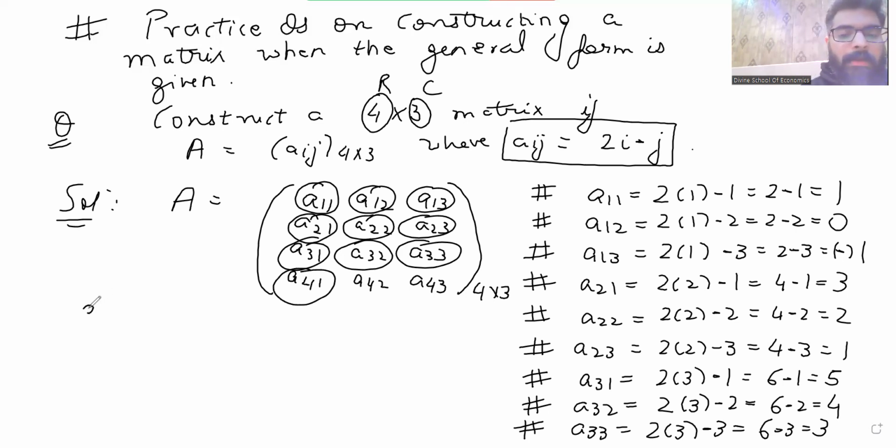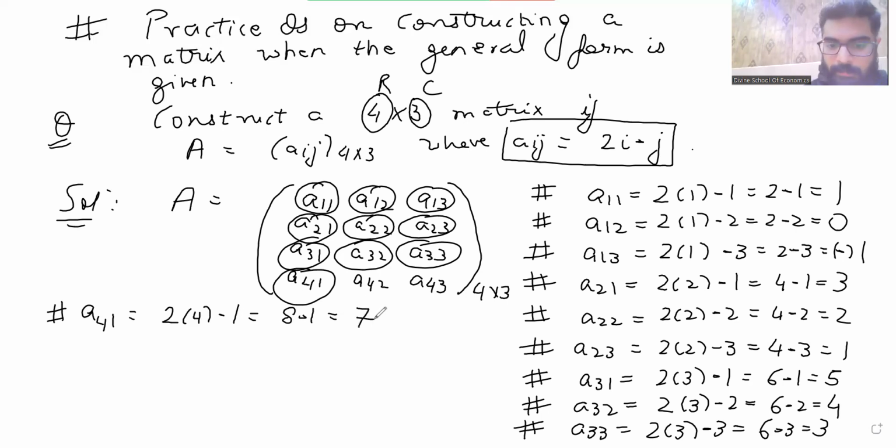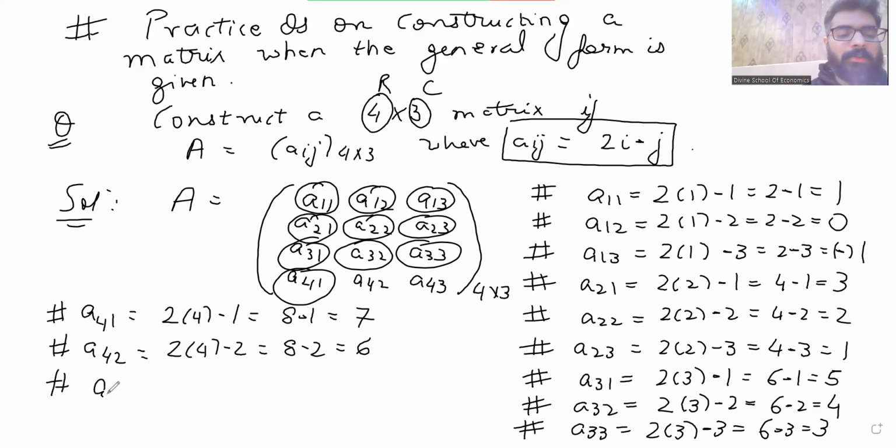So A41 is going to be: put i as 4, j as 1. So it's 8 minus 1, which is 7. Okay. Then we have A42. Put i as 4, j as 2. So it's going to be 6. And then we have the last entry, A43, where we put i as 4 and j as 3. So this is going to be 5.